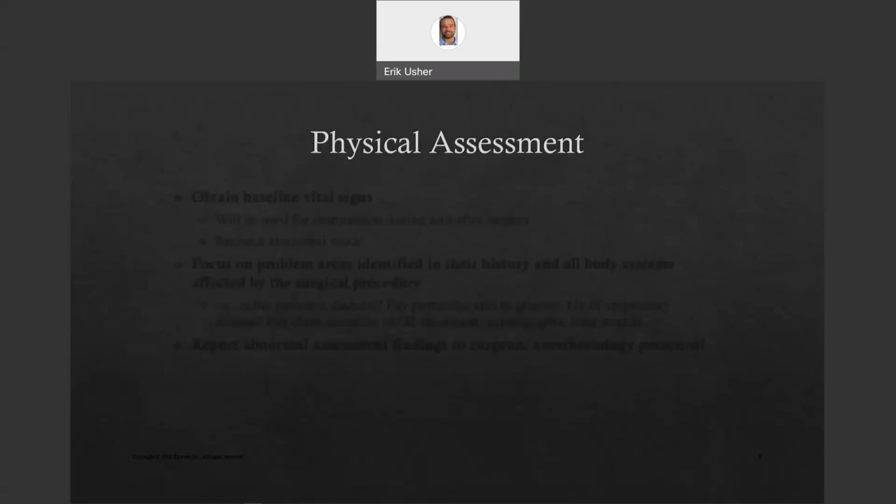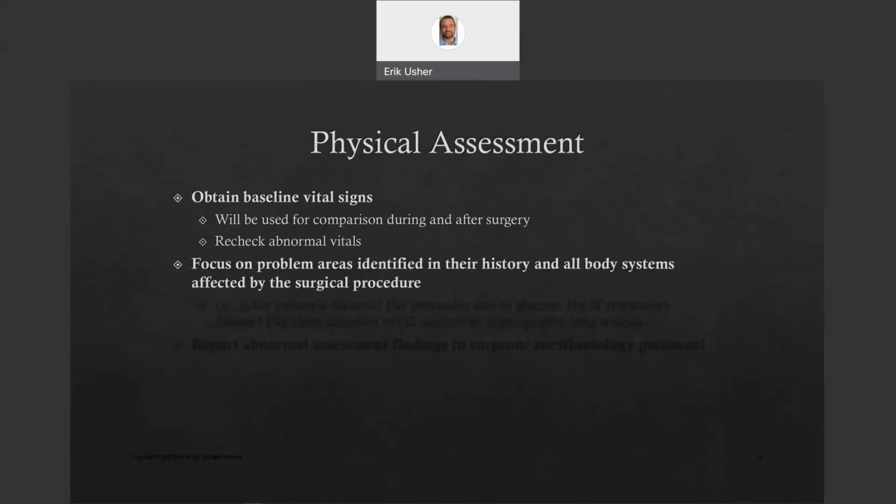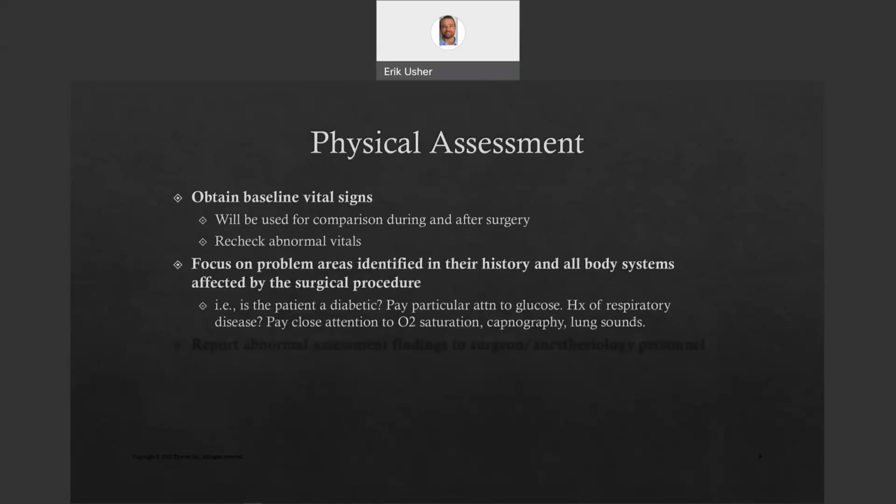So let's look at our physical assessment of these patients. We always get baseline vital signs. We use comparison for during and after surgery. And we recheck any abnormal values. If they come in and their blood pressure is really high initially, we probably want to recheck that again. There's the old white coat syndrome, that they're nervous about the surgery. So let's give them a little bit of time to relax and note the trends of that, not those initial ones. Focus on problem areas identified in their H&P, and any body systems that are going to be affected in the surgical procedure.